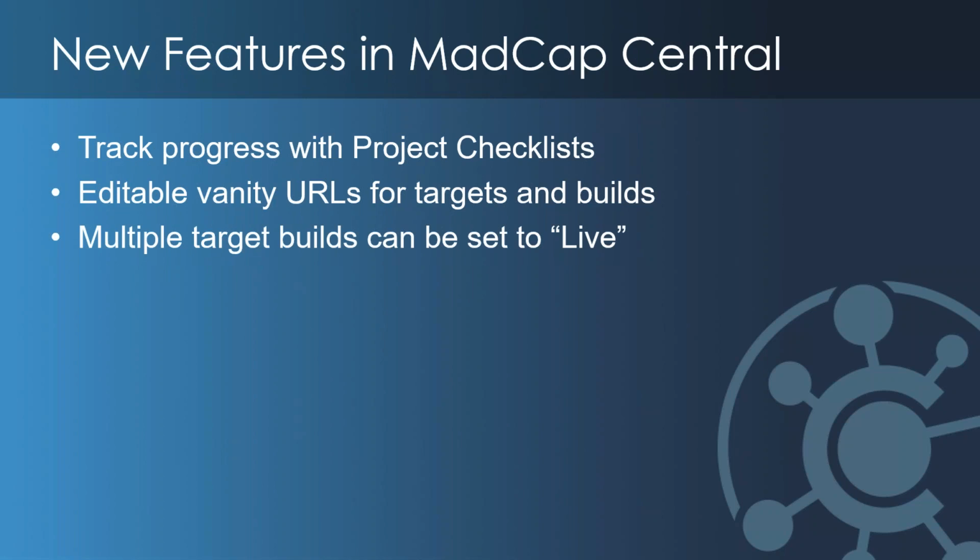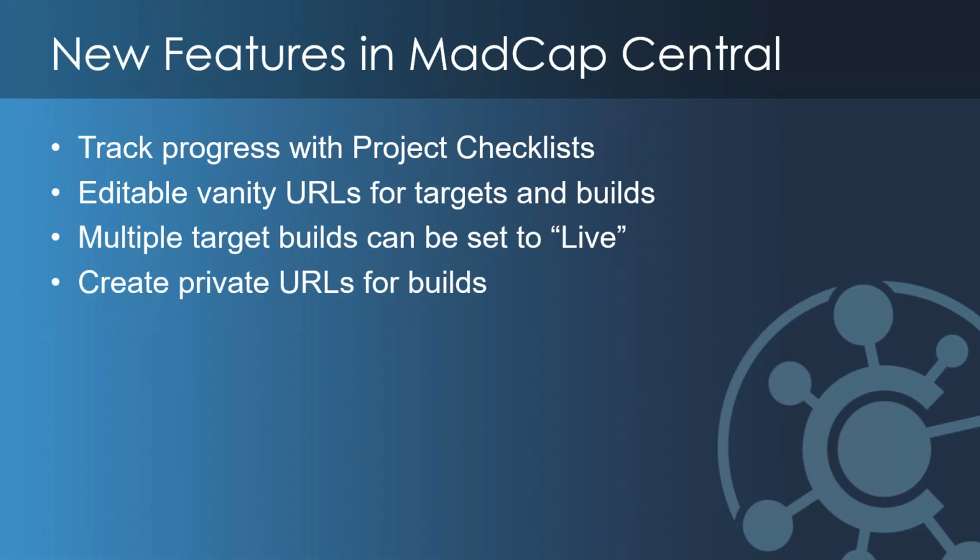Again, if we're using Central as our hosting engine, previously we could only set one target build to that live setting. Now we can rename those builds to version 1, version 2, version 3, for example, if you want to. And you can set multiple builds to that live status. So it could also be an easy way to keep track of those versions that you're publishing to live when we're using Central as a hosting engine.